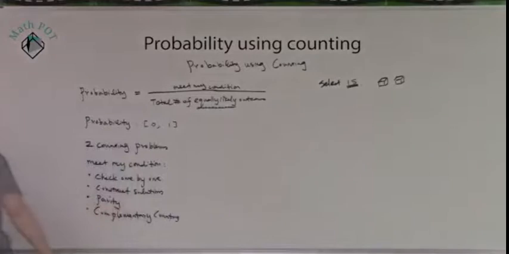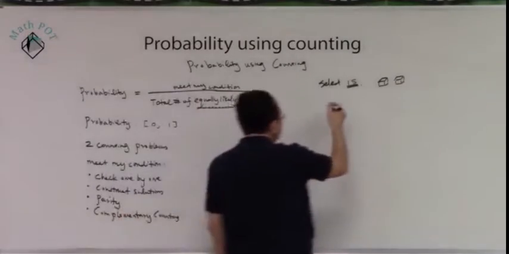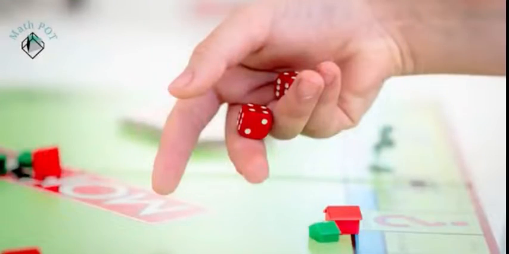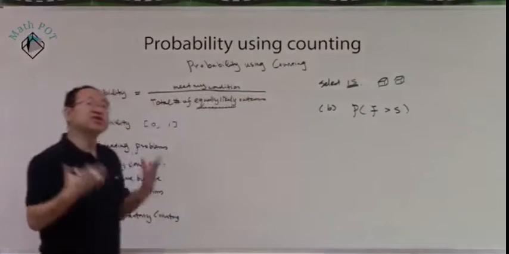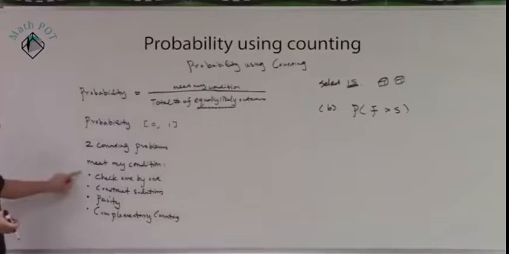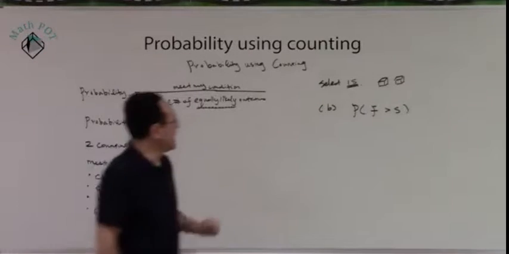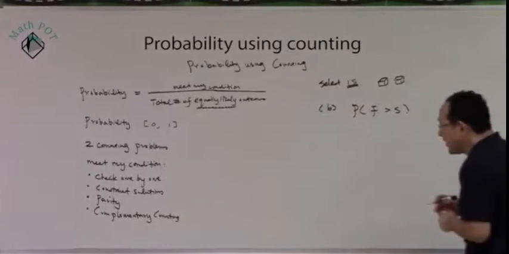Let's see problem B. What is the probability that the first number is greater than the second number? So still we have 2 methods. You can check one by one, or you can try to construct the solution. For this one, let's try to construct the solution. I'm going to solve this one by constructing a solution.